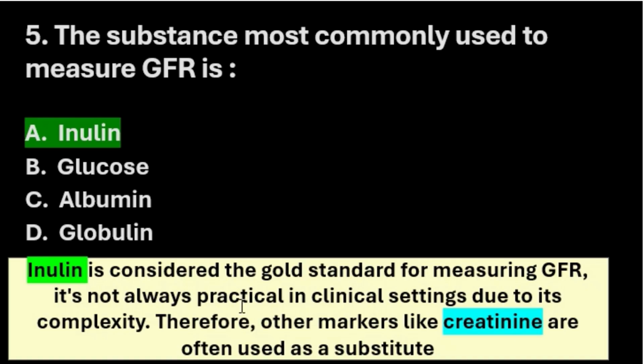It is not always practical in clinical setting due to its complexity. So we are not always considering this due to its complexity, and therefore some markers like creatinine are often used as a substitute. You can see the lab report for creatinine for kidney function or GFR. But inulin is the most commonly used, or it is the gold standard for measuring glomerular filtration rate.